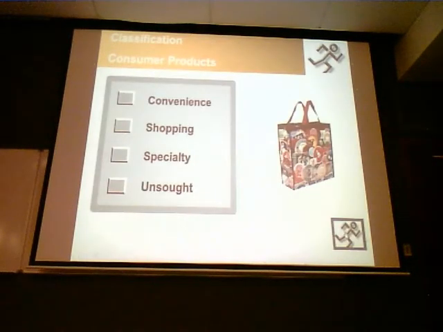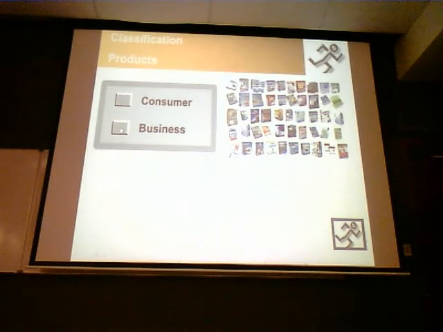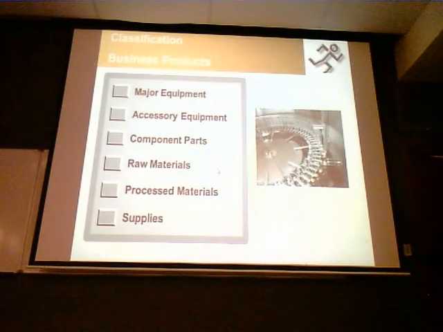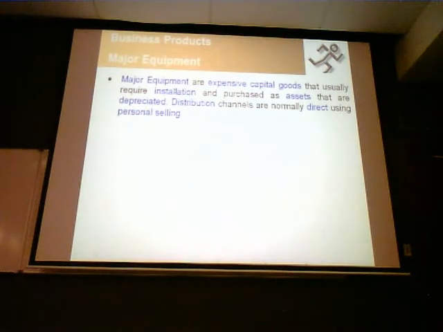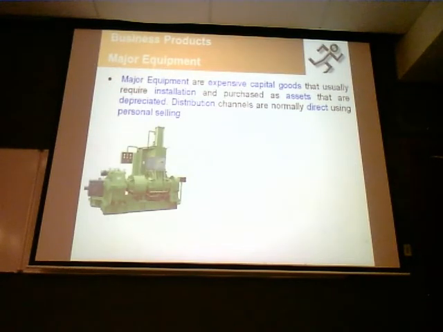So that's the way we classify consumer products. Business products, a way to classify them is this. There's about 6 different categories of these products. Major equipment are plant and machinery in buildings like this. This would be major equipment, for instance, big machinery on a production line. You need to have personal selling to sell these.